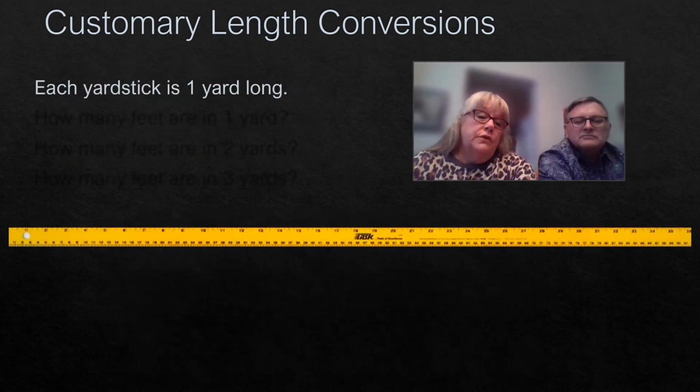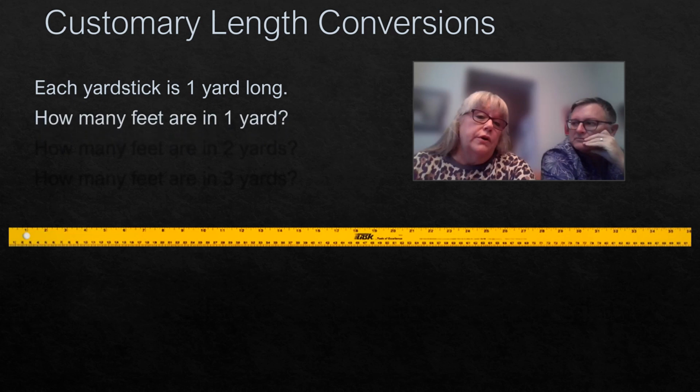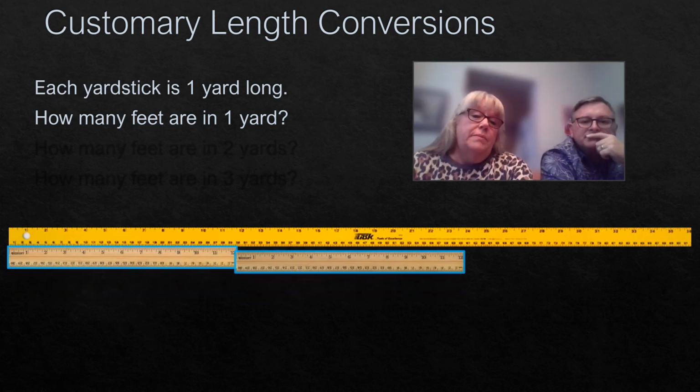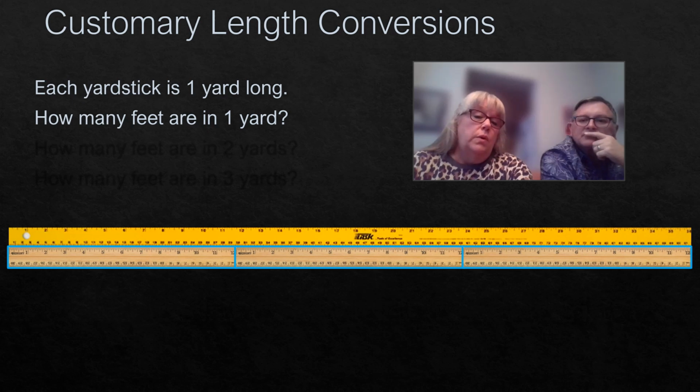The next conversion in the customary length conversions is how many feet are in a yard. So how many feet are in 1 yard? I would want them to take those 12-inch rulers and line them up to see how many of them it takes to equal 1 yard. And we can see that 1 yard equals 3 feet. They should be able to find that on their reference sheet.